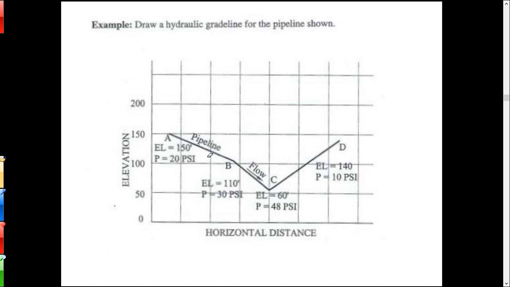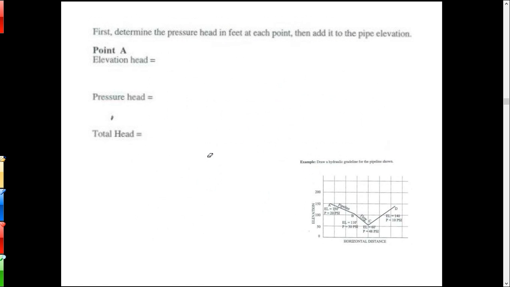So let's look at how we could calculate a hydraulic grade line. What I've got there is a pipeline plotted up. I've got elevations and I've got pressures that are measured at different points on the pipeline. Let's see if we can plot up a hydraulic grade line. Let's ignore velocity head too.